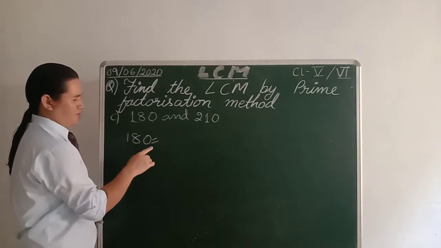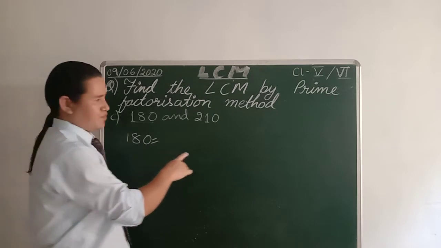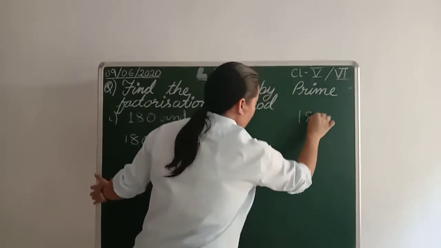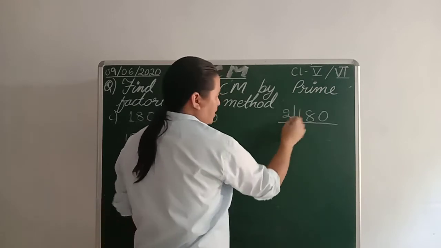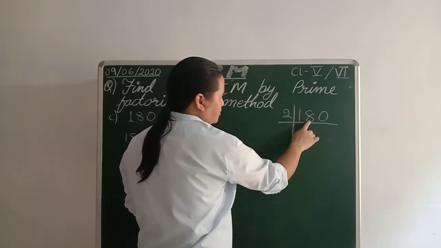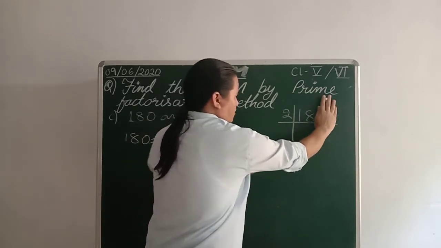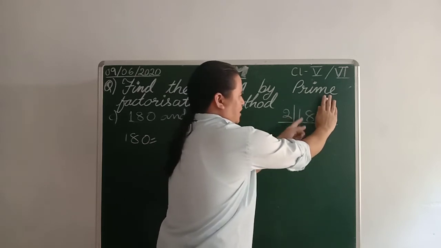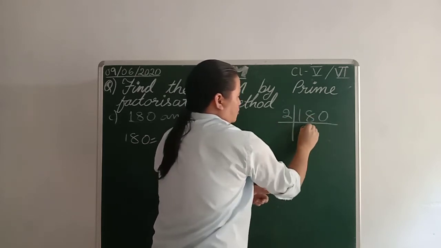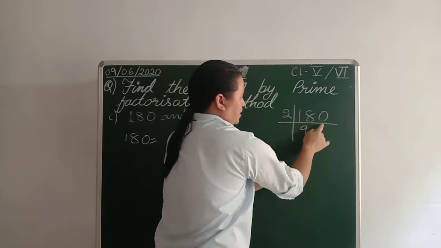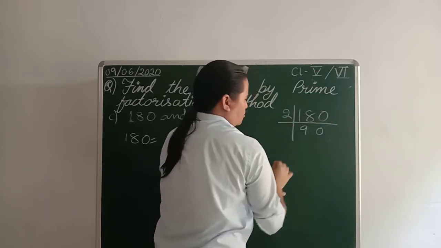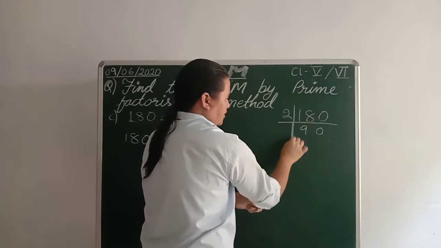First you will find all the factors of 180. Now take both the digits, 18 is here. Suppose you forget the 0, then there will be only 18. So how many times does 2 go into 18? 2 9s are 18. Now the remaining 0 is here. How many times does 2 go into 0? 2 0s are 0. That means 2 90s are 180.